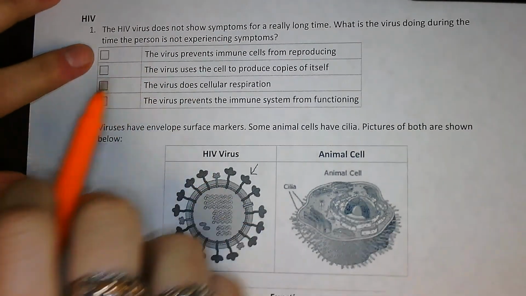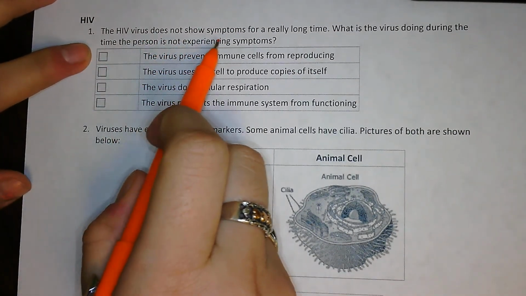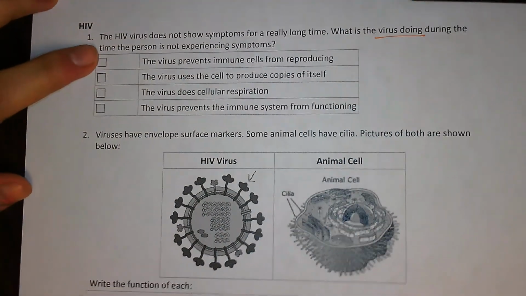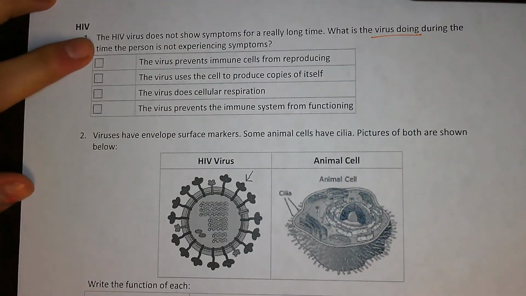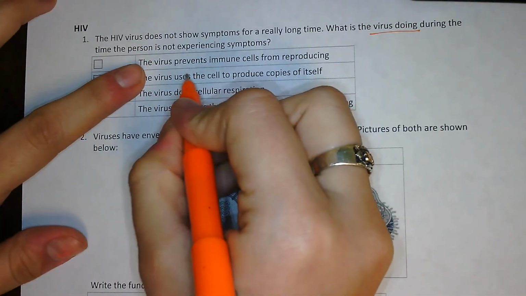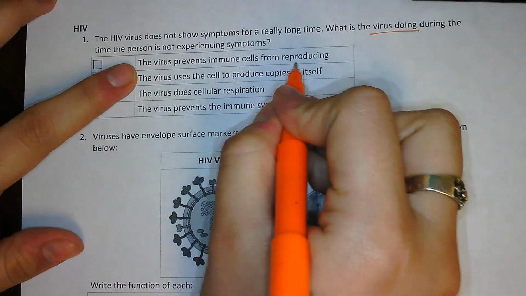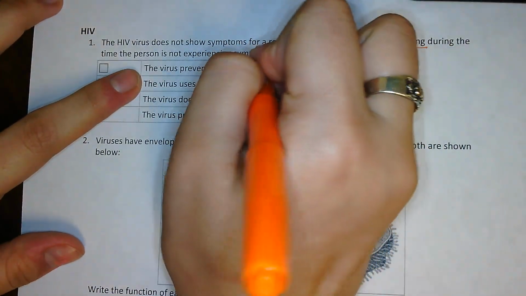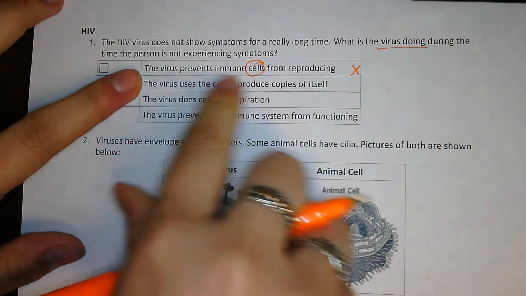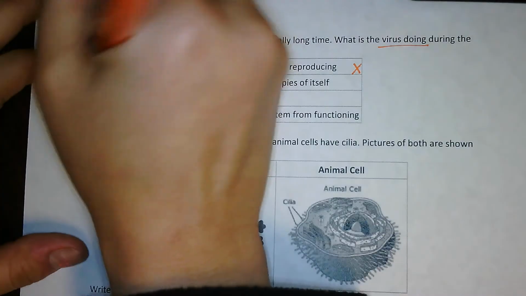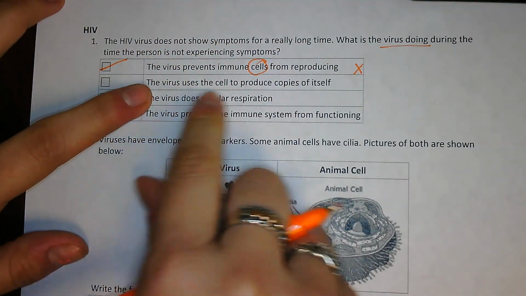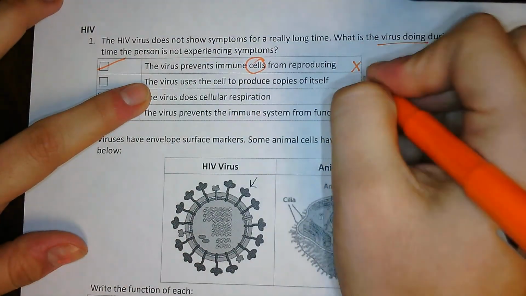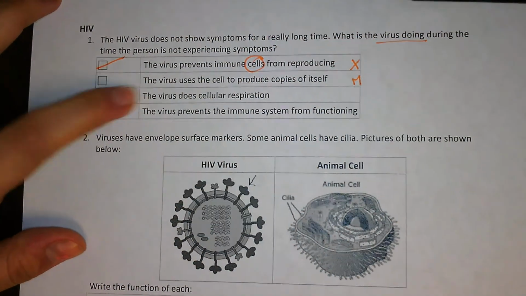So number 1, the HIV virus does not show symptoms for a really long time. What is the virus doing during the time that the person is not experiencing symptoms? A, the virus prevents immune cells from reproducing. Well, why would it do that? The virus needs the cells to reproduce, so why would it prevent them from reproducing? That doesn't make sense. B, the virus uses a cell to produce copies of itself. Ooh, maybe. Sounds like something that a sneaky virus would do.